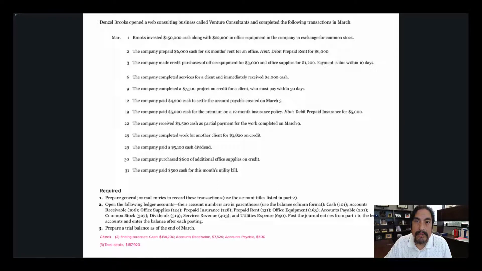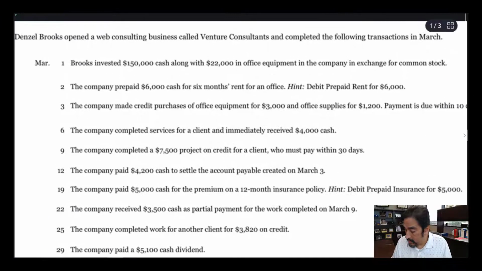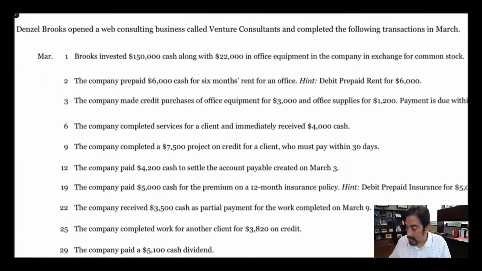This is the Chapter 2 in-class problem. We need to write the journal entries for these external transactions and then post to the T accounts and then prepare a trial balance. So I made a little bit of space in here between the transactions, and I'm going to try and write the journal entries in the space that I've created.